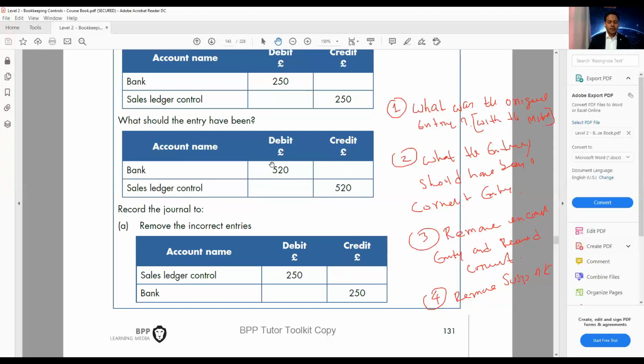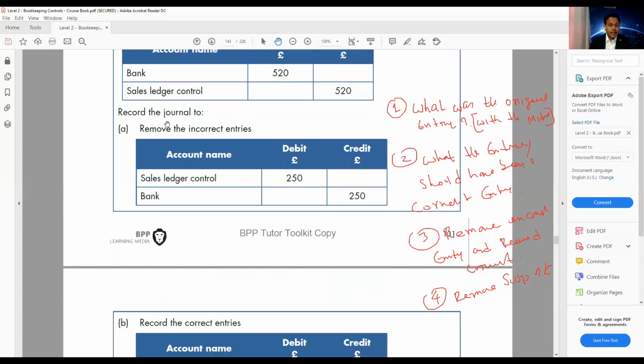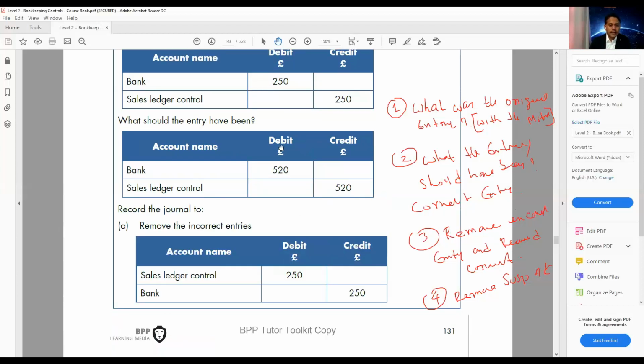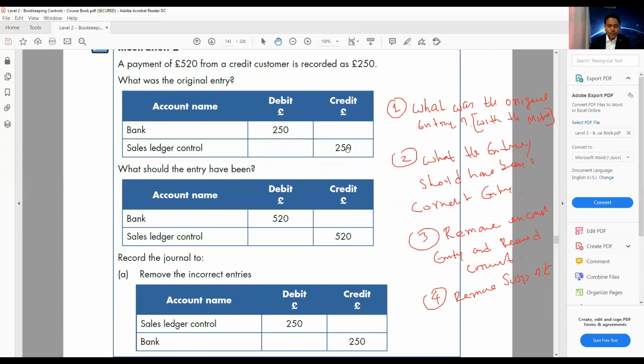So bank 520 and sales ledger control 520. So it's not 250, it's 520. Now the final bit is to remove the incorrect one and record the journal. What was incorrect? 250 was incorrect, isn't it?